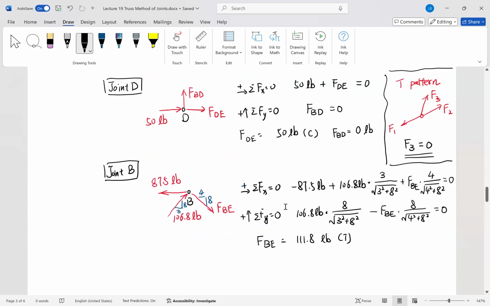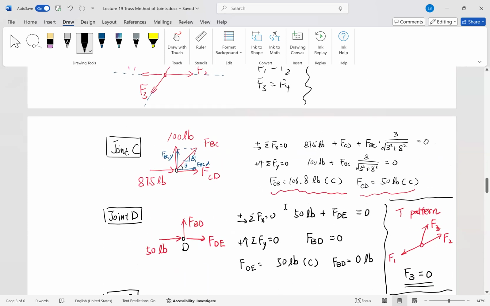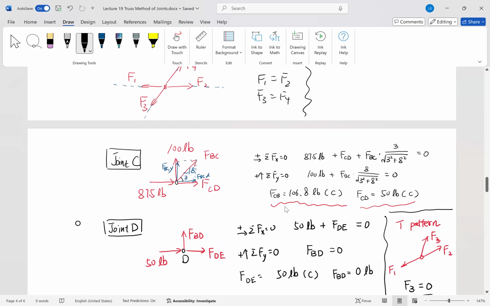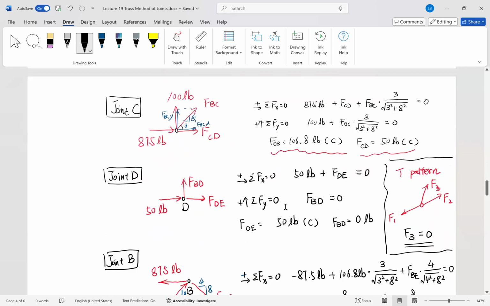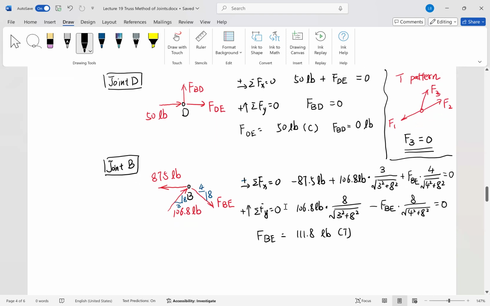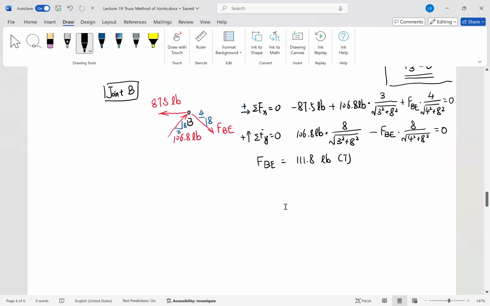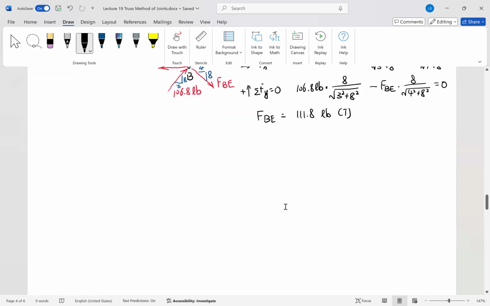So of course, particularly by solving particle D, we see that there is a member with a force equal to 0. This member is called a zero force member here. It is called a zero force member. That is an important concept here. Zero force members.